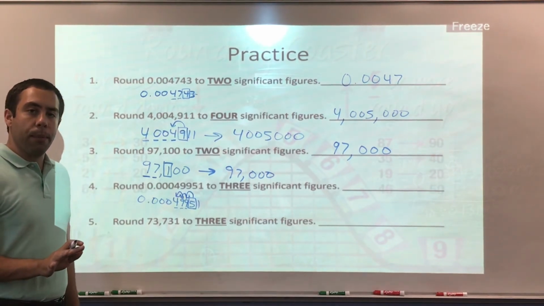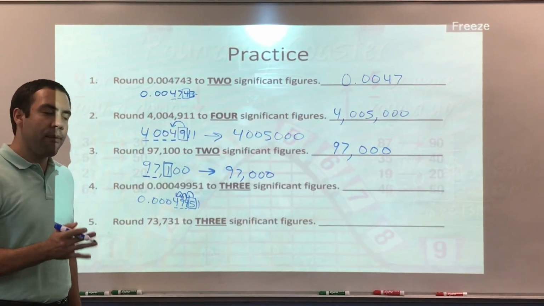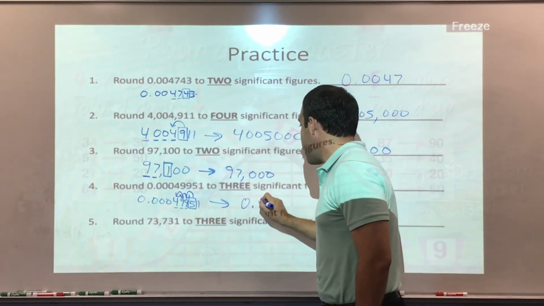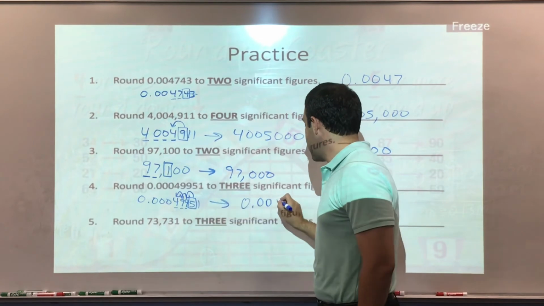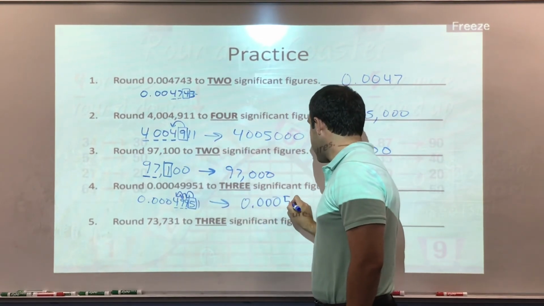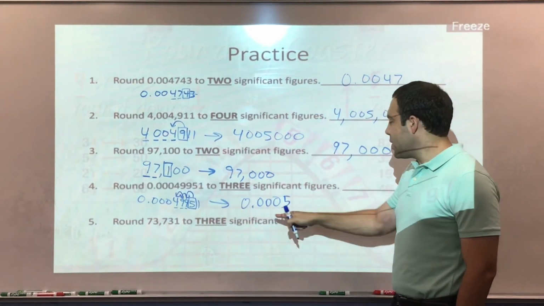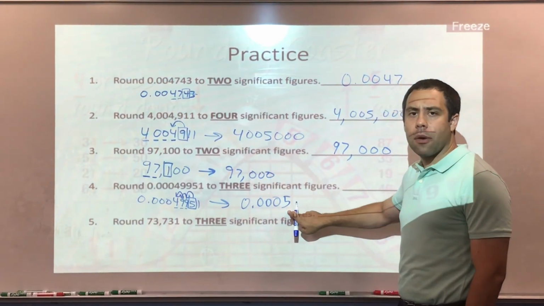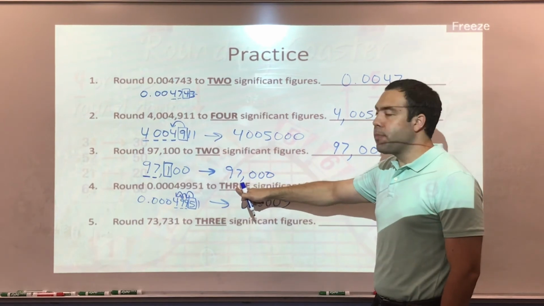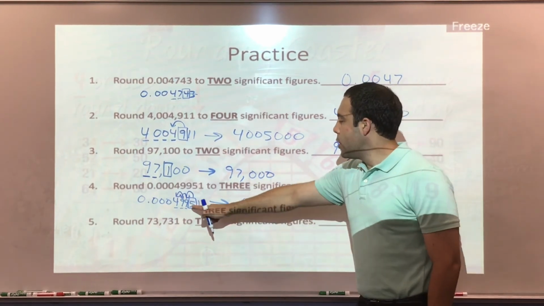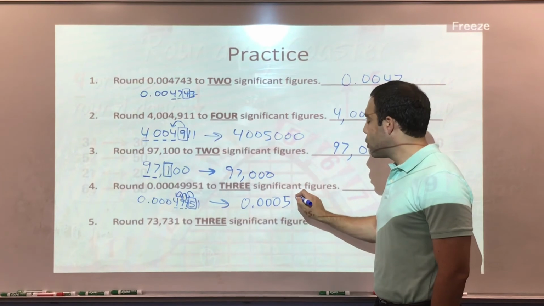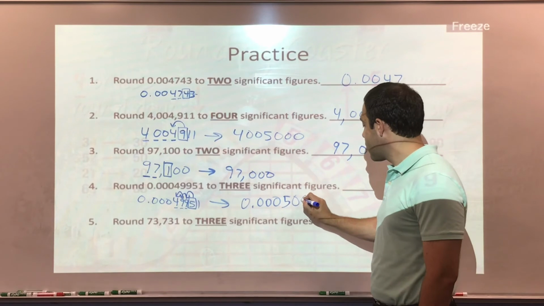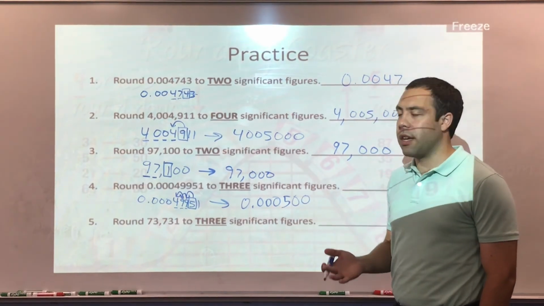This is a tricky one. When we write our final answer, we have to write 0.0005, but we can't leave this number like this. This number only has 1 significant figure. The answer must be in 3 significant figures. So we have to put trailing zeros. Now I have 2 significant figures, and now I have 3 significant figures.